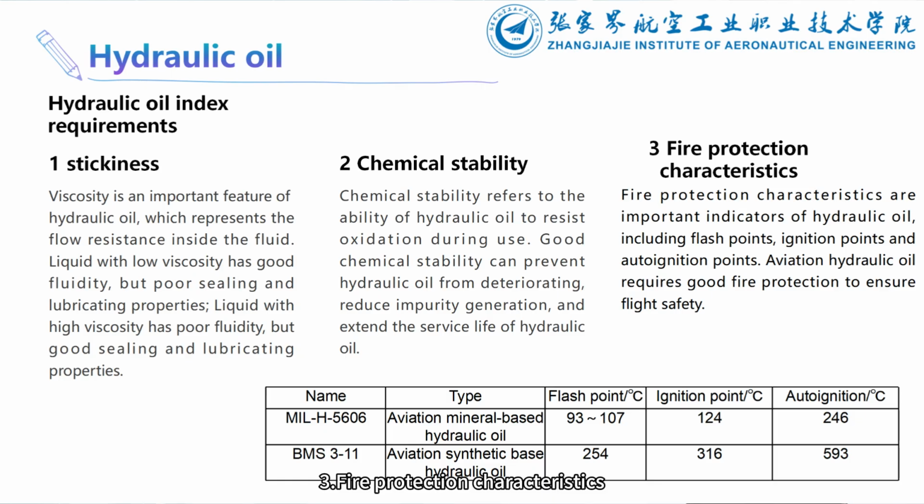3. Fire protection characteristics are measured by flash point, the lowest temperature at which combustible steam flashes when encountering fire. Ignition point, a temperature that continues to burn for greater than or equal to 5 seconds. Auto-ignition point, a temperature at which it ignites without a fire source. Aviation hydraulic oil needs high fire resistance, such as mineral-based MIL-H-5606, flash point 93 to 107 centigrade. Synthetic base BMS 3-11, flash point reaches 254 centigrade.